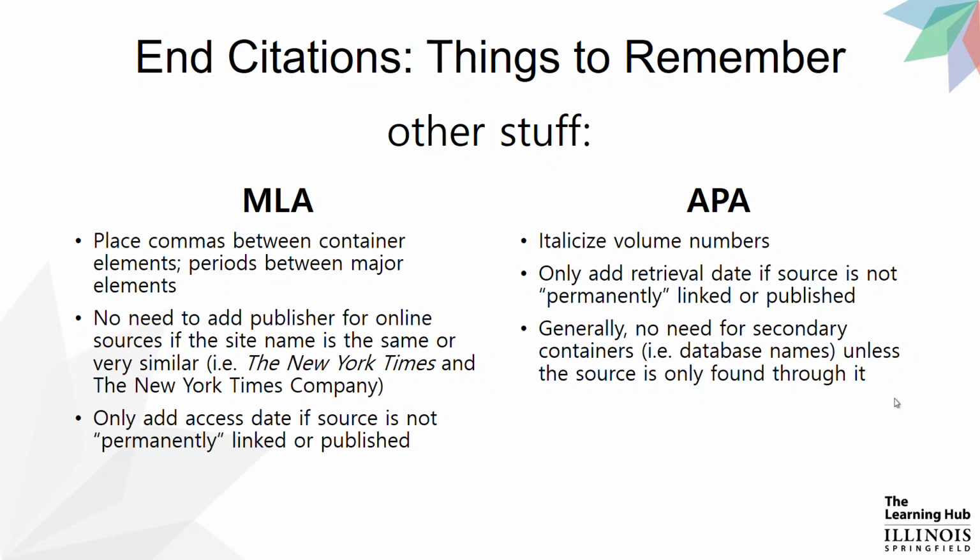You do not need to list both the site, the publisher title or the site name if they're the same. So in this case, we have the New York Times website. We got an article off of there. And then if you get to the bottom of the page where the copyright symbol is, you can see the publisher name is the New York Times Company. Well, that's very similar. So you do not need to list both of those. You only need to list the actual site name in italics.